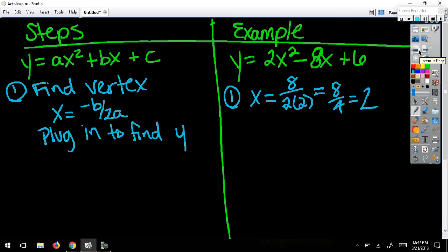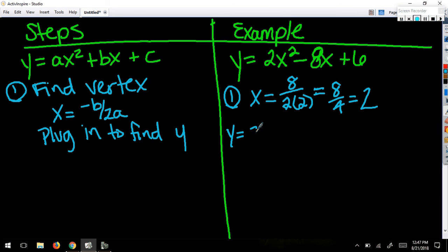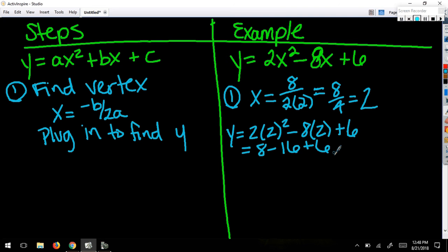How do I find where it's going to land? Plug it in. So y equals 2 times 2 squared minus 8 times 2 plus 6. Exponents first, so 2 squared is 4, times 2 is 8. So I have 8 minus 16, plus 6. Now move left to right. 8 minus 16 is negative 8, plus 6 is negative 2.